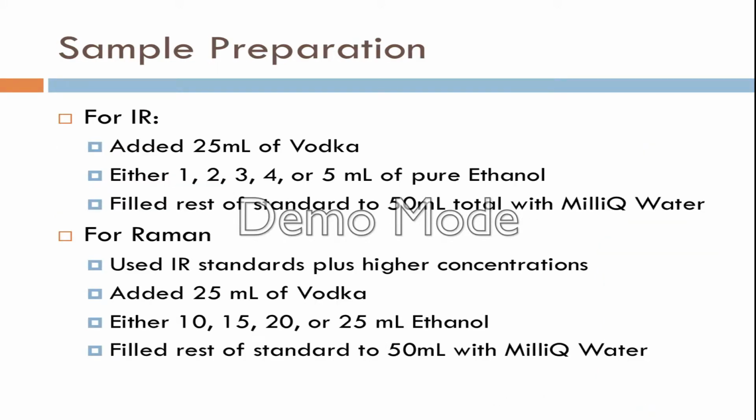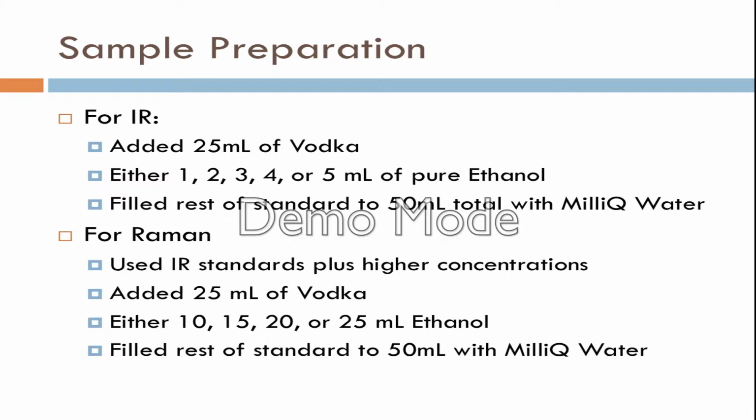To do this experiment, we needed to make samples and standards. For the IR, we added 25 mLs of vodka to a Falcon tube. We had 5 of them, and we filled them with either 1, 2, 3, 4, or 5 mLs of pure ethanol, 100%, 200 proof. Then we filled the rest of the sample to 50 mLs using our MilliQ water from our filtration system.